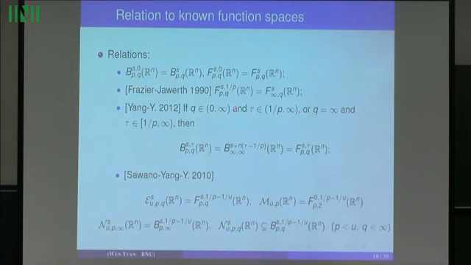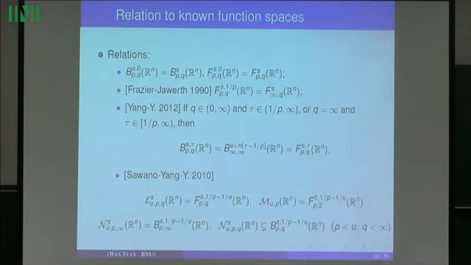Also, if tau is equal to 1 over P, a result by Frazier and Jawerth shows that this space coincides with the Triebel-Lizorkin space in the limiting case P equal to infinity. Moreover, we also show that if Q is less than infinity and tau is strictly greater than 1 over P, or if Q is infinity and tau is greater or equal to 1 over P, then these two tau spaces coincide with the Besov space in the limiting case P and Q both equal to infinity, but with a different smoothness.